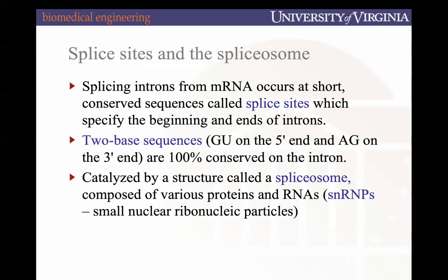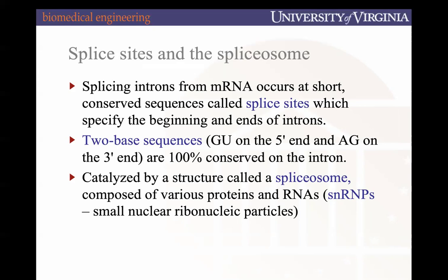What's known is that there are specific sequences that serve as targets for where splicing occurs. We typically call these conserved sequences the splice sites, and they're at the beginning and end of the introns. There's usually a 2-base sequence on the 5' end of the intron and a 2-base sequence at the 3' end. The 5' end is GU and the 3' end is AG, and typically they are conserved across all introns.